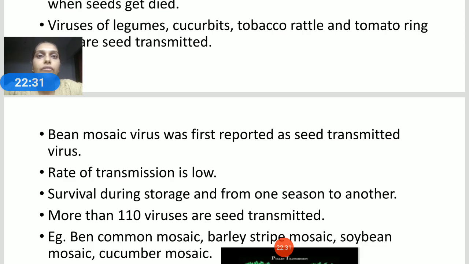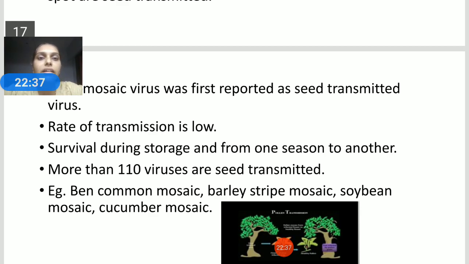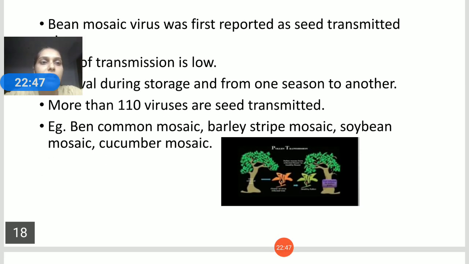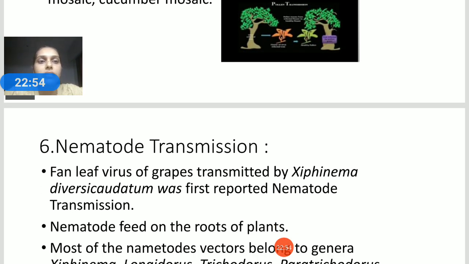More than 110 viruses are seed transmitted viruses. For example, bean common mosaic, barley stripe mosaic, soybean mosaic and cucumber mosaic are seed transmitted diseases. We will see in this figure how seed transmission occurs. Okay, now the next is nematode transmission.